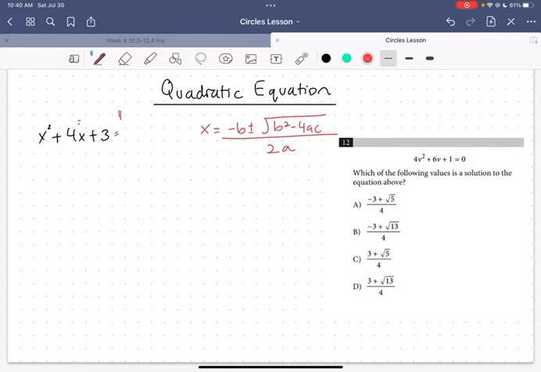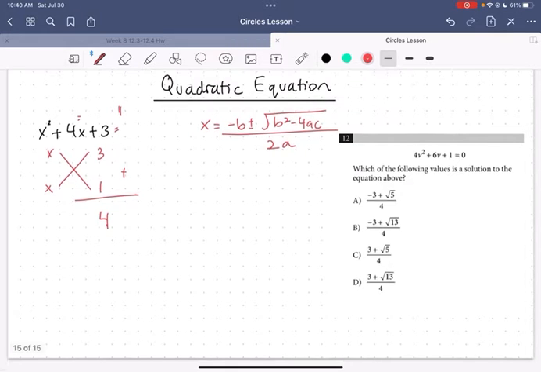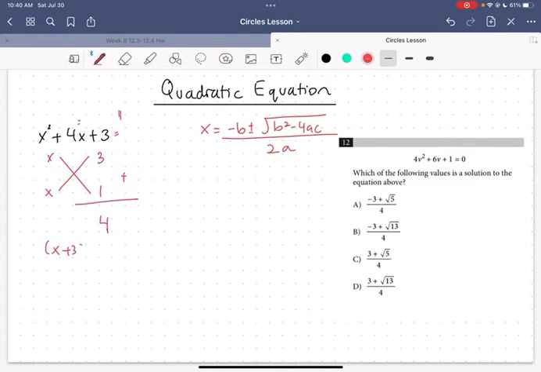So personally, I like to make a little cross, put x on this side, and I think about, okay, 3, 1, okay, that's perfect, because 3 plus 1 is 4, but 3 times 1 is also 3, so this works out. So the answer is going to be x plus 3 and x plus 1. There, I factorized it. Well, this is quite easy because these are numbers that are easy to work with.